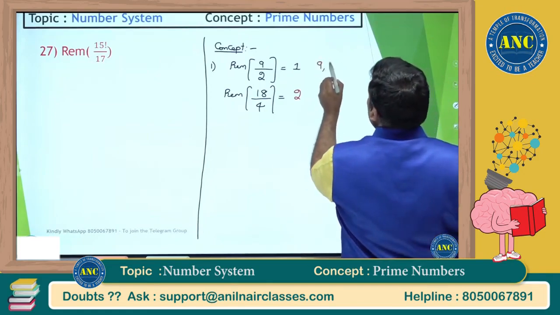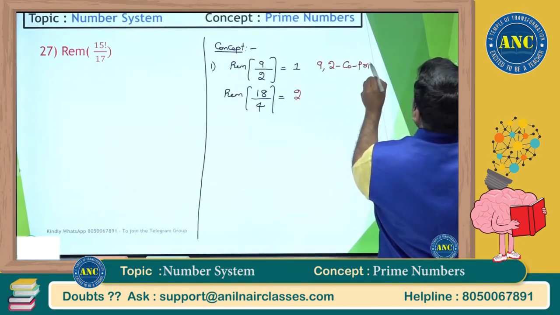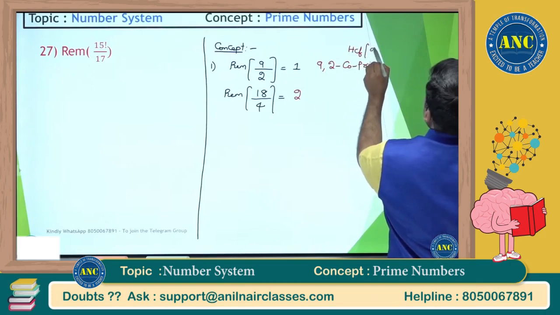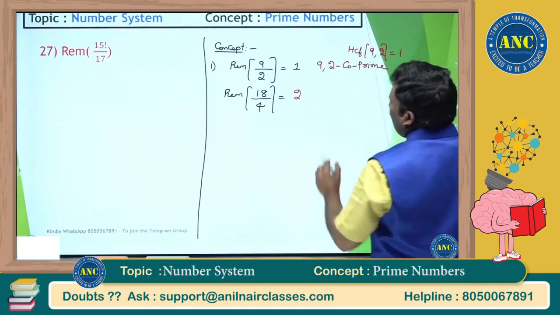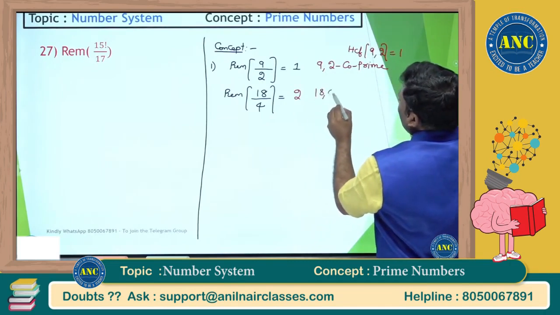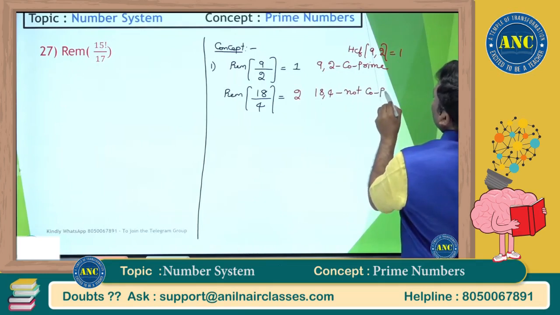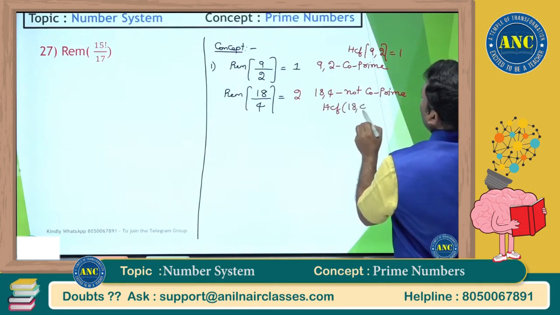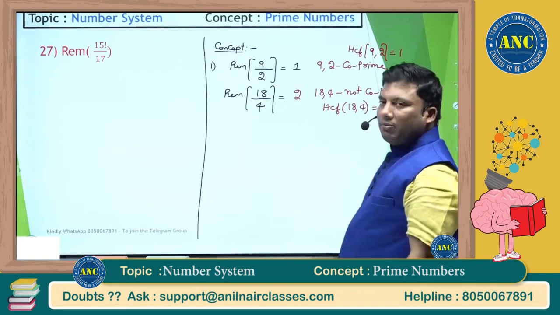What is happening here? 9 and 2 are co-prime to each other. HCF of 9 and 2 is 1. Here 18 and 4 are not co-prime to each other. Both are even numbers, so they are not co-prime to each other.